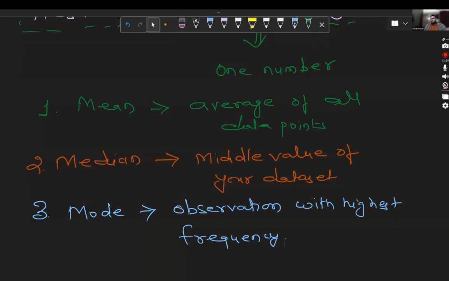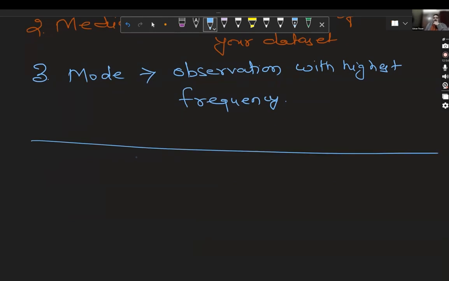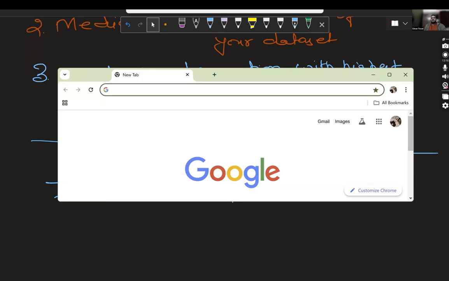Let's say someone in our group today got an interview call from Google, from Google Data Science. Now, this is our general tendency: how much can I earn in a Google Data Science job? We all get curious about this. So how can you find it? Let's do a practical demonstration.